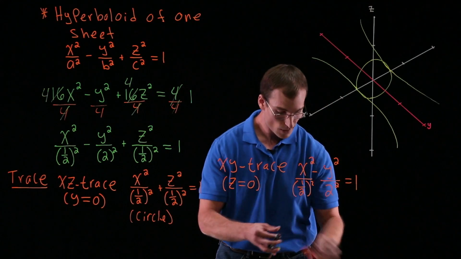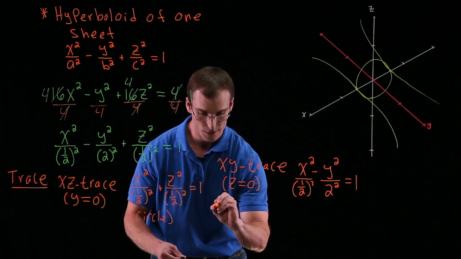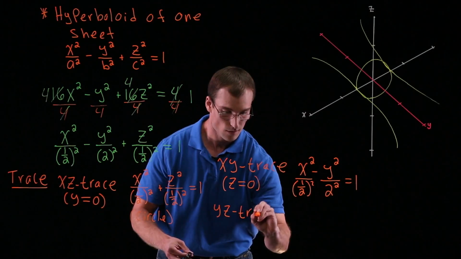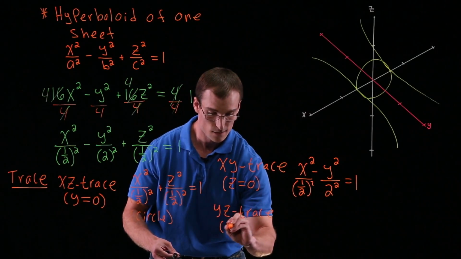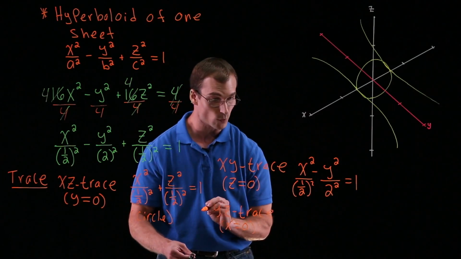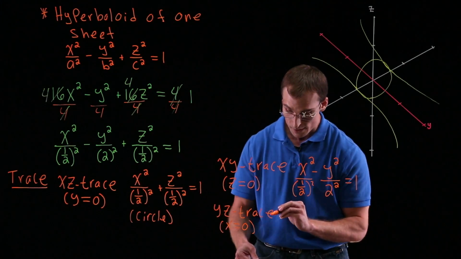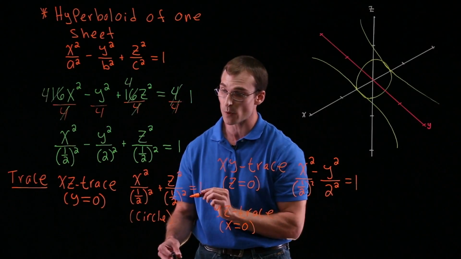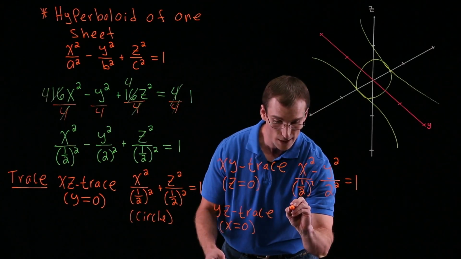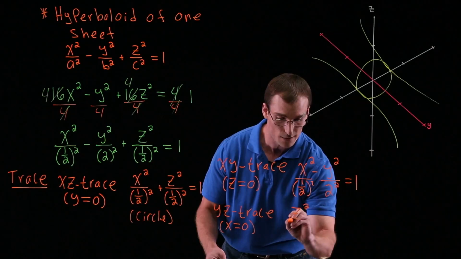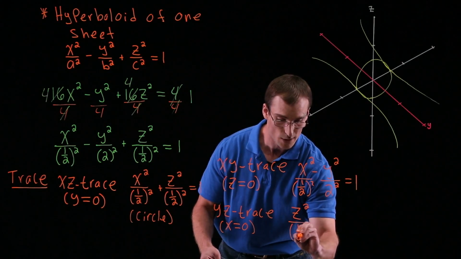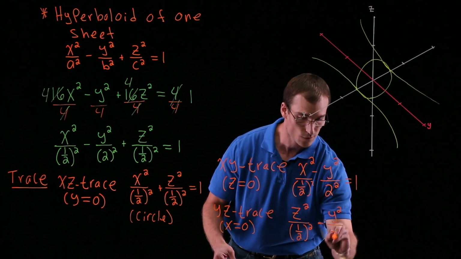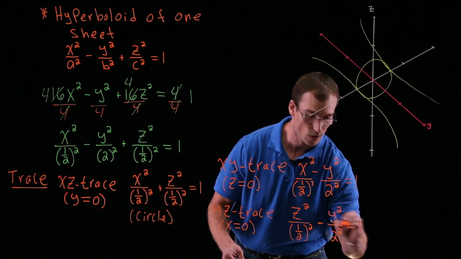And then lastly, we're going to look at our, what did we say, yz trace. Where, of course, for that, we're going to let x equal 0, okay? And that's going to leave us with minus y squared over 2 squared plus z squared over 1/2 squared, or we'll rewrite that. We'll put this as z squared over 1/2 squared minus y squared over 2 squared, and that's equal to 1.